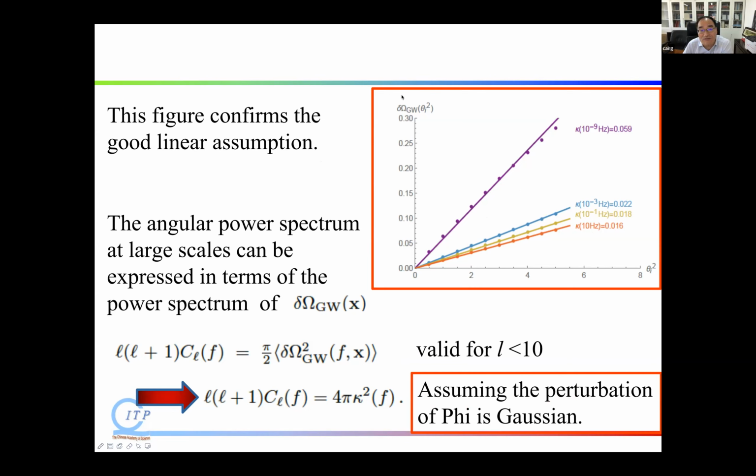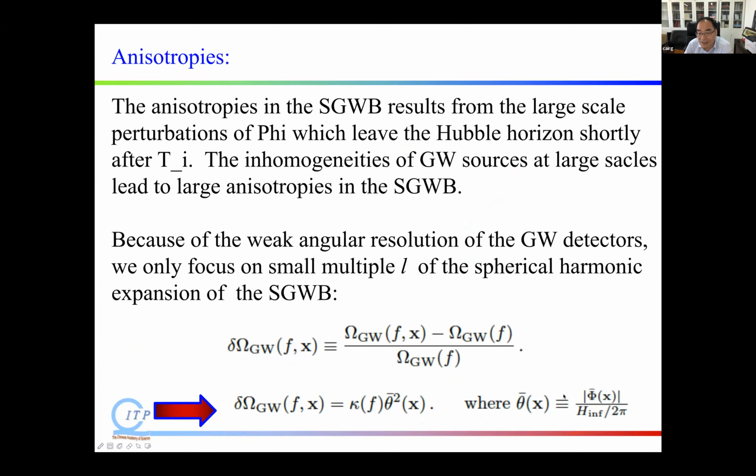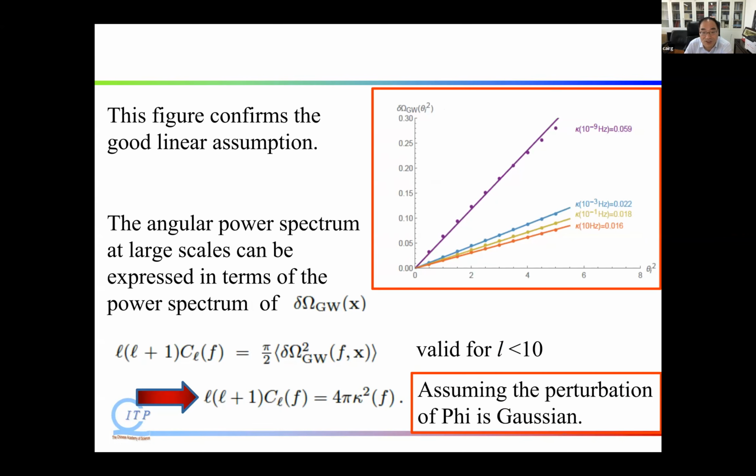This is the anisotropy of the gravitational wave. This is theta I. Theta I is the initial value of the scalar field. The angular power spectrum at the largest scale can be expressed in terms of the power spectrum of the delta omega. It behaves like this one, of course varying with small l. And this one can also be expressed, behaving like this one, proportional to the frequency. Here, of course, we assume phi I satisfies a Gaussian perturbation. Sorry. Here, this one satisfies the Gaussian distribution. So we can get this one.